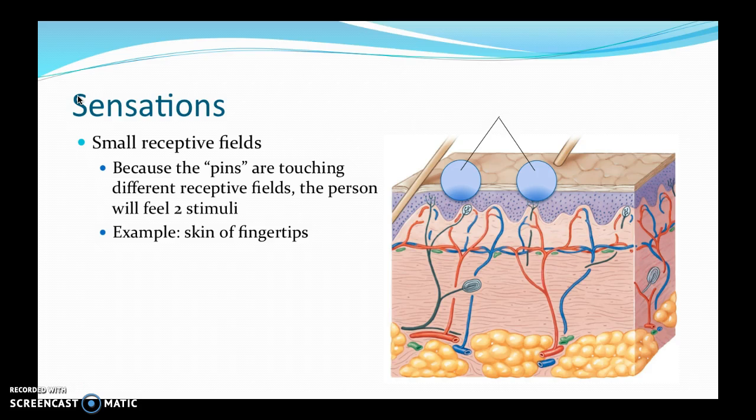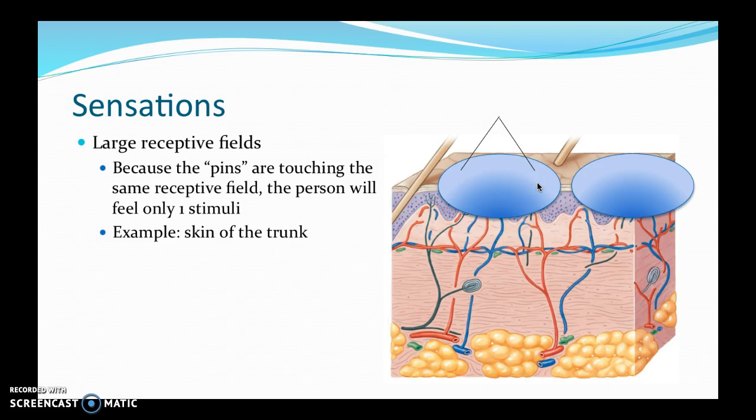Let's look at this example. Here we have two small receptive fields, and these pins that I have right here are pointing in two different receptive fields, and so the individual would feel two separate pinpricks. And the skin that has this small receptive field, for example, would be the skin of the fingertips.